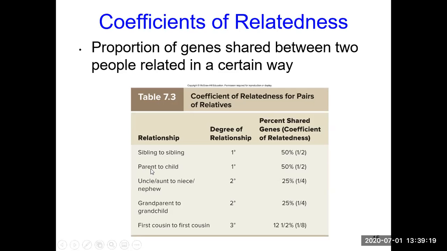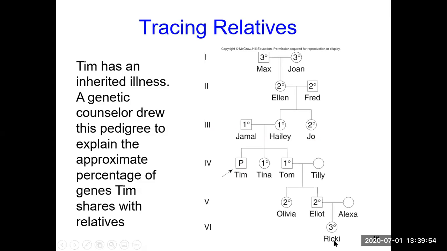So if you're thinking about the genetic relation between a parent and a child, it is called a primary degree of relationship. So 50% of the genes would be shared. While the relationship between an uncle or an aunt and the niece or the nephew is called a secondary relationship, 25% shared. Grandparent to a child is also a secondary relationship, 25% of the genes shared. First cousin to first cousin is a third degree of relationship. This is 12.5% of the genes shared.